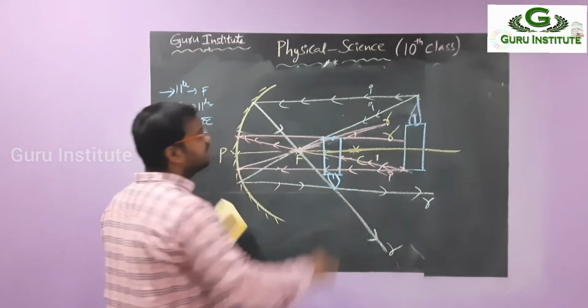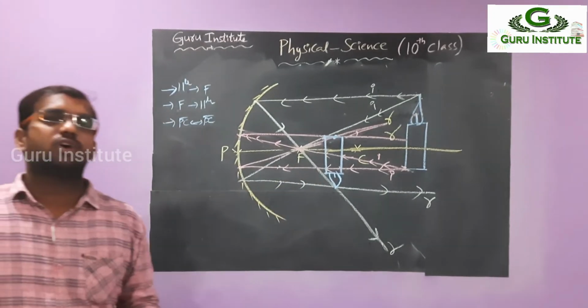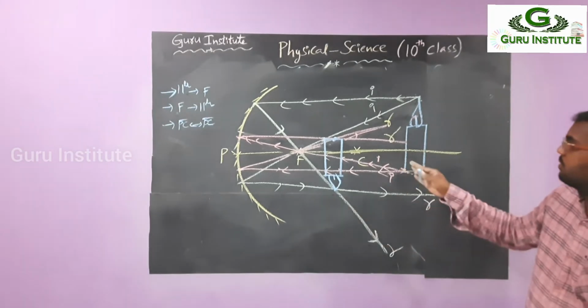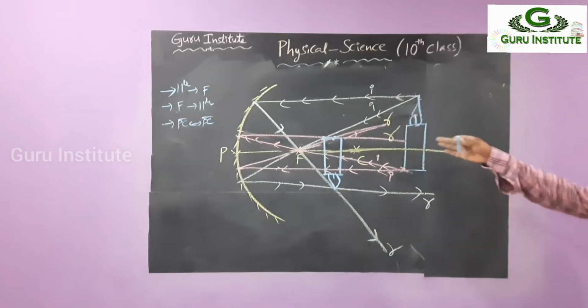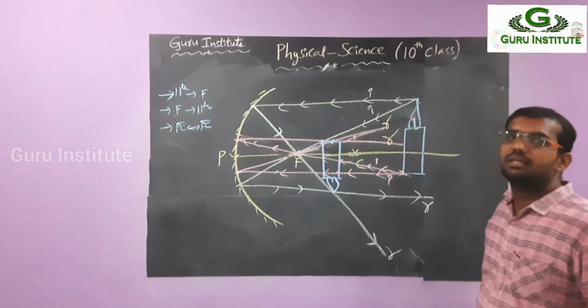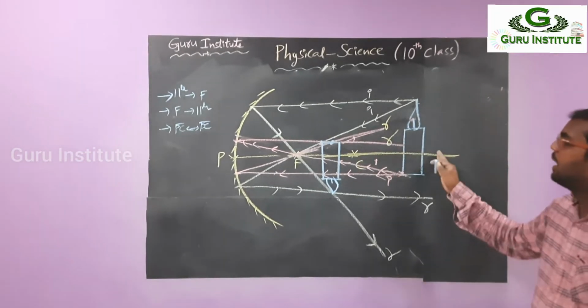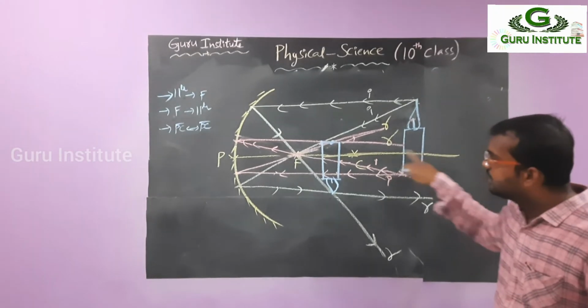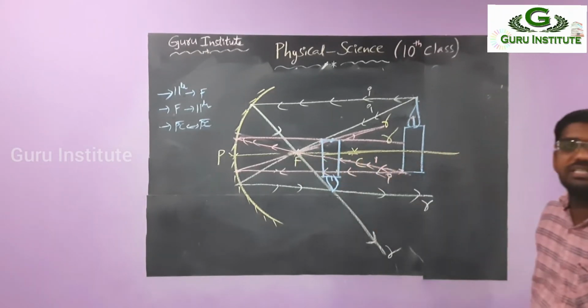Okay. Right. This is the image formation of the concave mirror. What do you observe here? It is an inverted image. If you observe, I am taking the object after C. The image is formed between F and C.